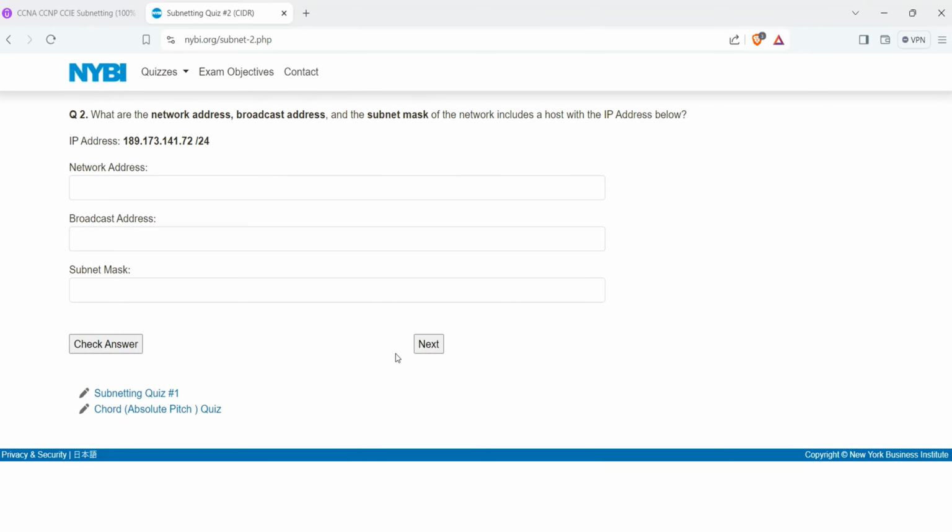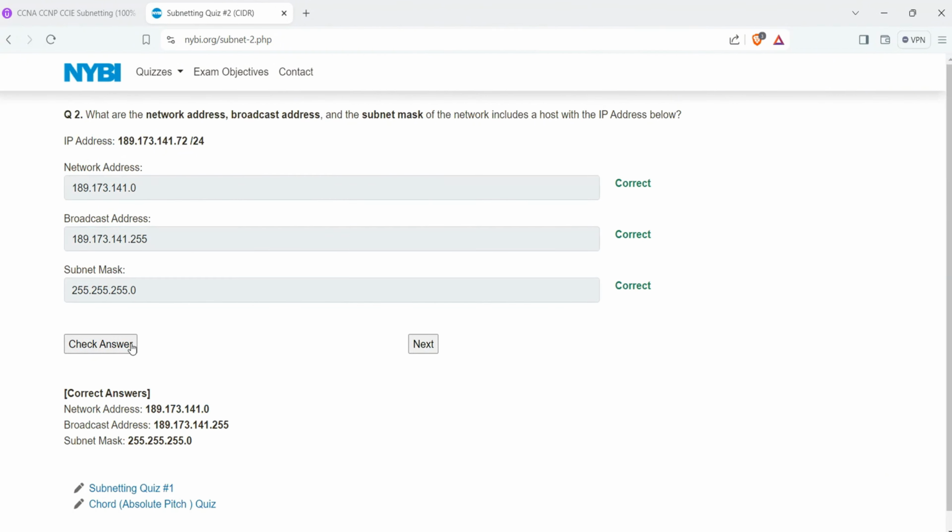Next. Oh, slash 24. Are you serious? This is like, okay, it's a class B, but it's using a C mask. 255, 255, 255, dot 0. The first three octets: 189.173.141 dot. Okay. 0, all right, and 255, and check answer. There we go. You see, some of them are like they're trying to manipulate you and see how that actually looks like. So I'm going to go next.